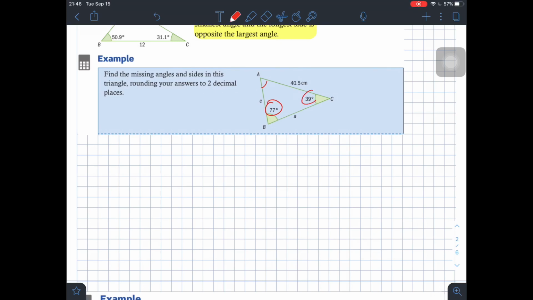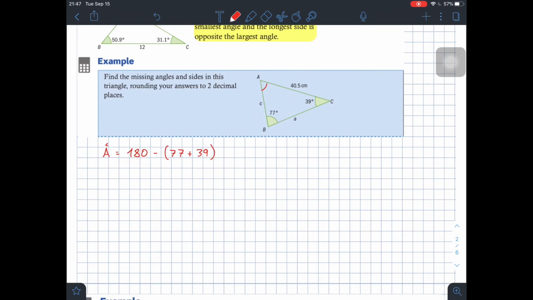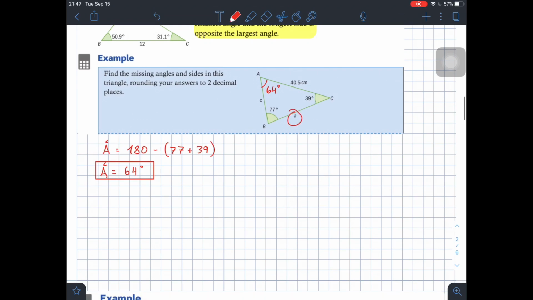If we already know this one and this one, we know that angle A must be 180 minus the addition of those two, right? So we're going to say that angle A is 180 minus the addition of 77 plus 39 degrees in this case. So there we get angle A, which would be equal to 64 degrees. So that's a quick way to start this problem by finding that missing angle. This is 64 degrees. Okay, so we're missing now side A, side C.